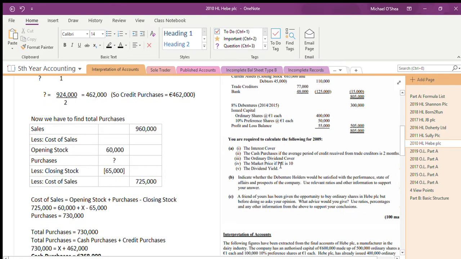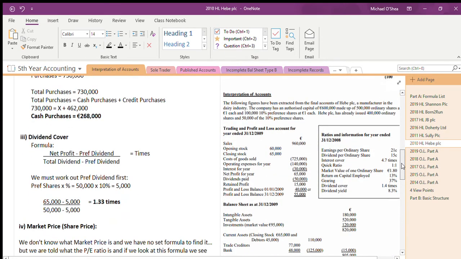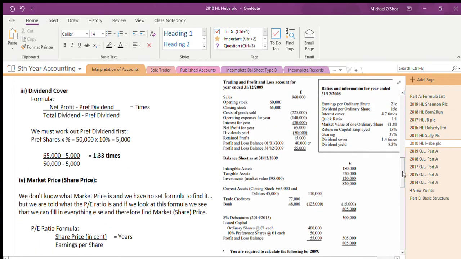And they always tell you what formula you can use to find it, because they're telling you the PE ratio is equal to 10. So if we look at the PE ratio, we can see that this is just stating what I've just said there. We don't know what market price is. We have no set formula to find it, but we're told what the PE ratio is, and if we look at this formula, we can fill in everything else and therefore find market price. My PE ratio is share price, which is my market price. It's the same thing. Market price, share price, the same thing. So I don't have this.